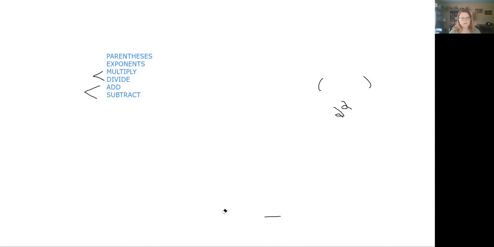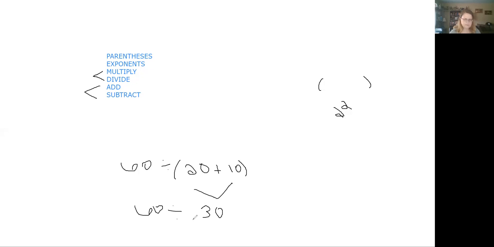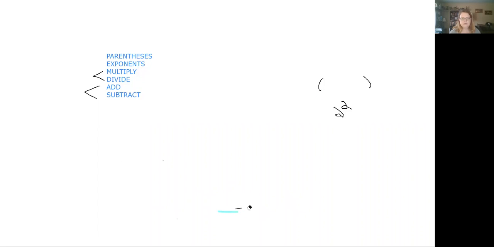Moving on to question number 4. We have 60 divided by parentheses 20 plus 10. Okay, we do have parentheses. We have to solve what's in the parentheses first. 20 plus 10 equals 30. So then we have 60 divided by 30. 60 divided by 30 equals 2, which is answer A. Hopefully you're all getting these and following along.